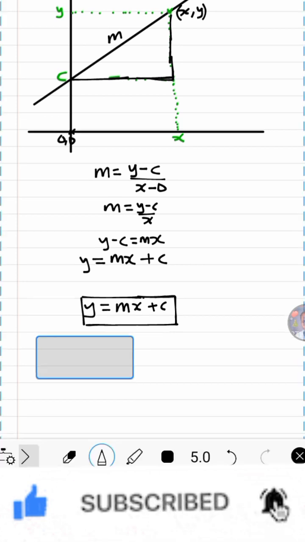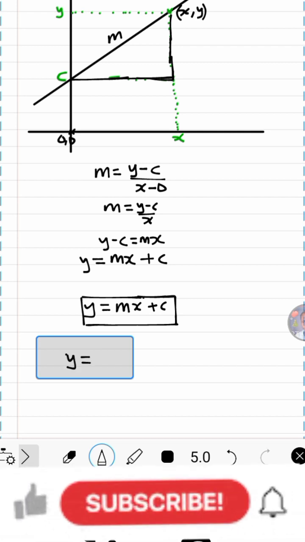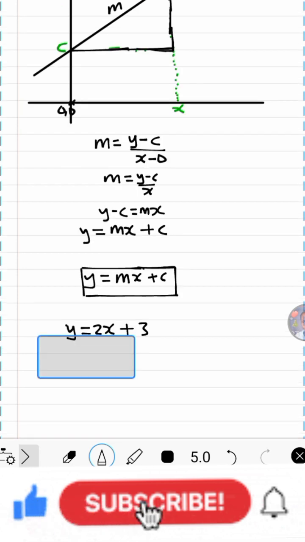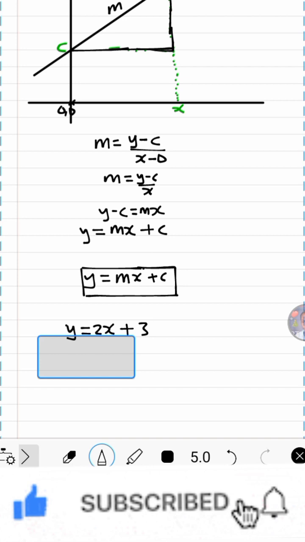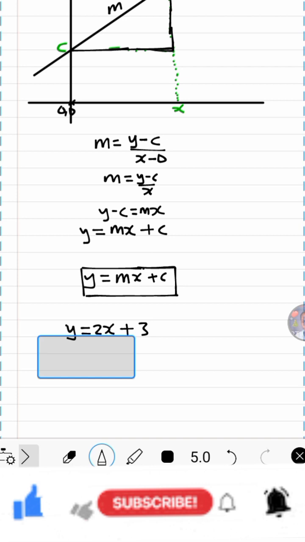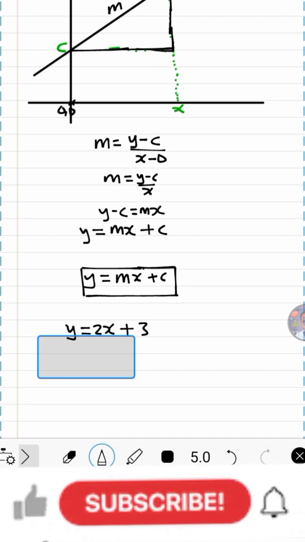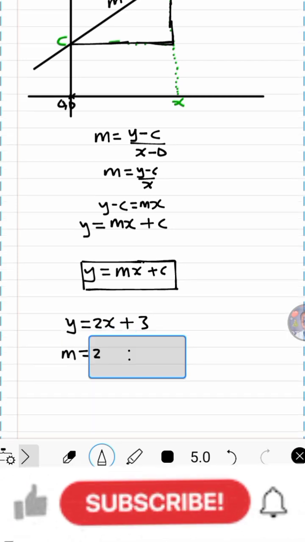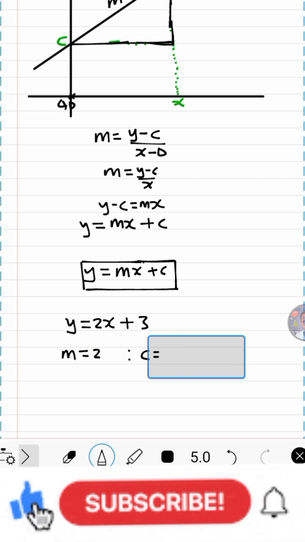Take, for instance, if I have an equation like this, y is equal to 2x plus 3. So the question is, what is the slope of this line? Definitely, since the coefficient of y is 1, please always ensure that the coefficient of y is 1 before you decide that the coefficient of x is the slope and the constant term is c. So from this question, it means that m is equal to 2. And the intercept on the y-axis is given by c is equal to 3.